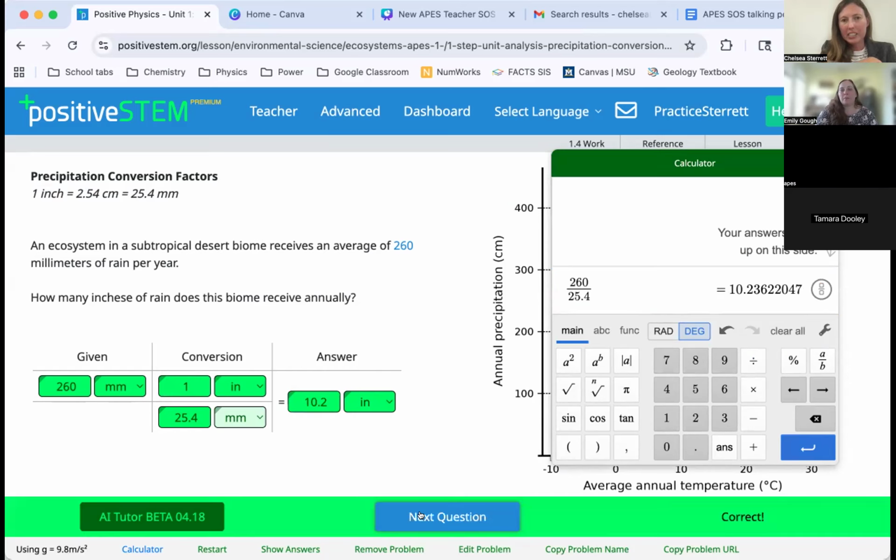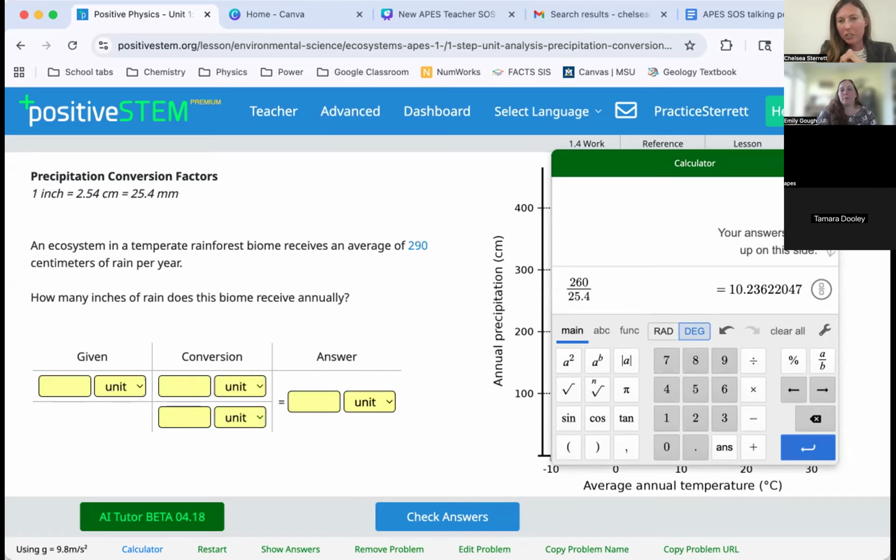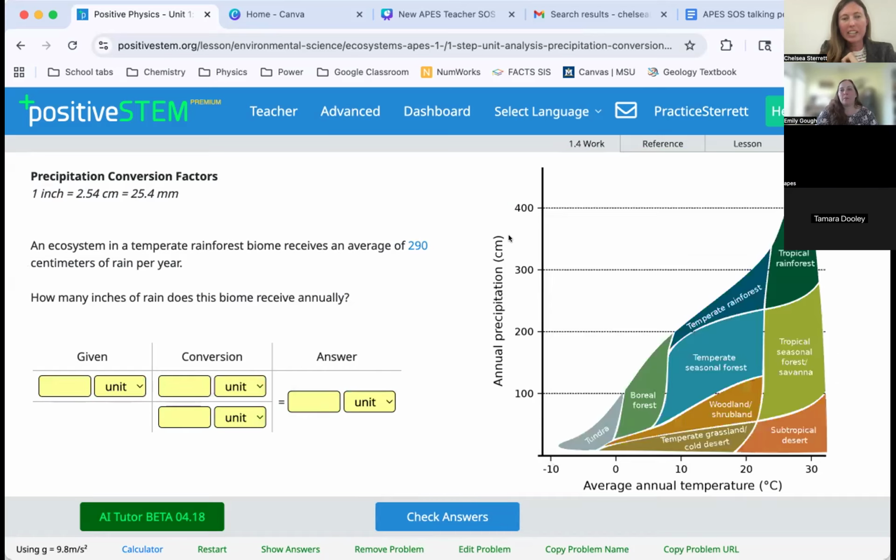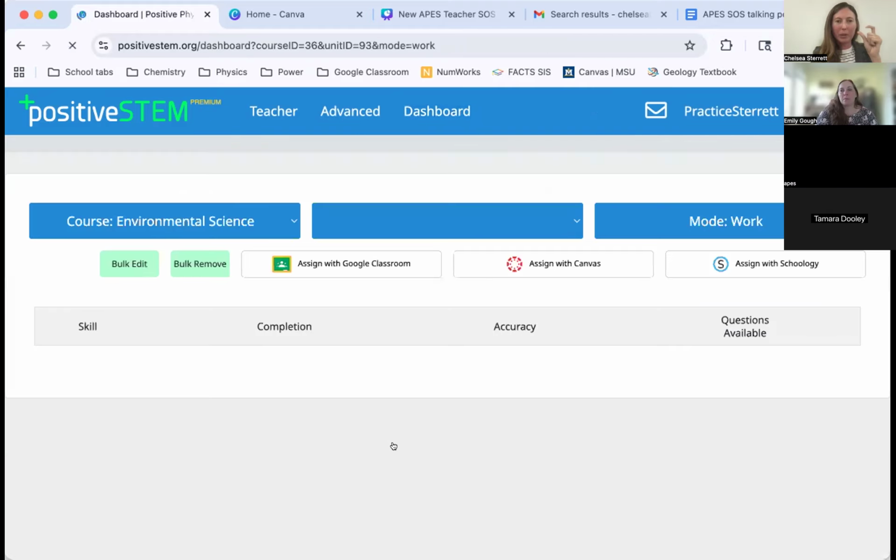So that's an example of a unit conversion. I'll close that out. And so they have some more practice. If you feel like they need more practice than the ones that are available, you can also reset the skill. But every number that's a blue number is randomized.